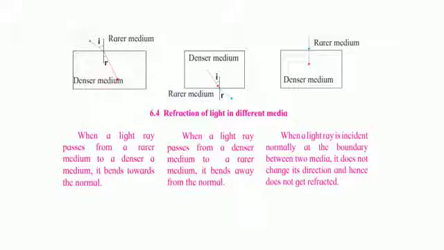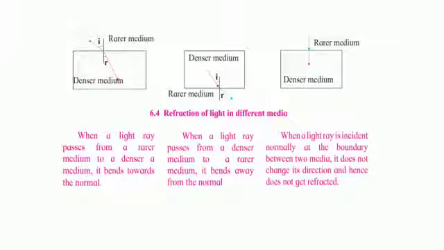The second one, we find that a ray of light is going from a denser medium into a rarer medium. And in this case, we find that the angle of incidence is smaller than the angle of refraction. So in this case, we find that the speed of light will increase because it is going into rarer medium, and so it will move away from the normal. Hence, when a ray of light passes from denser medium to a rarer medium, it bends away from the normal.